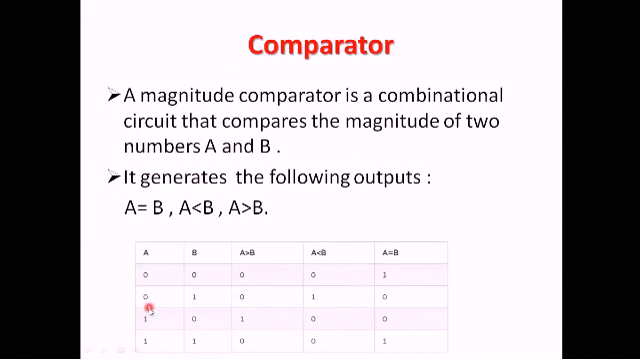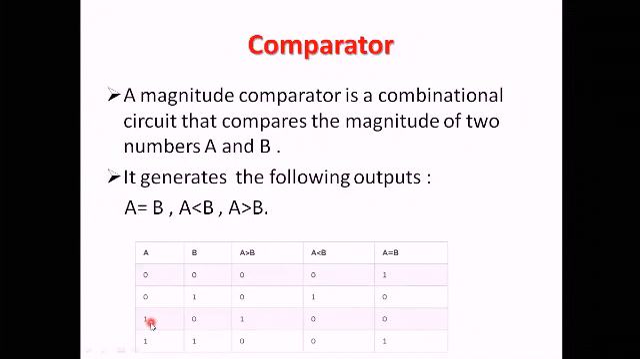Now this case, 0 and 1. The value of A is 0 and the value of B is 1. So here A is not greater than B because 0 is not greater than 1. So it will be 0 here. Next case is A less than B. Here 0 is less than 1, so we will have 1 here. Next is A is equal to B. Again B is greater than A, so A is not equal to B. So here it will be 0.